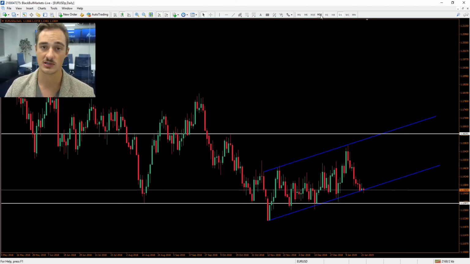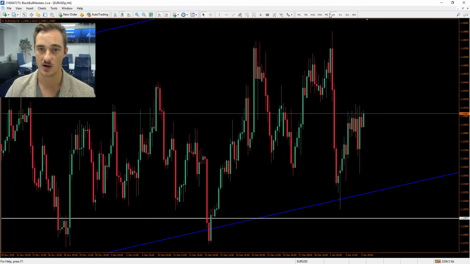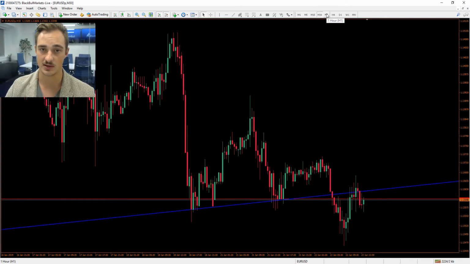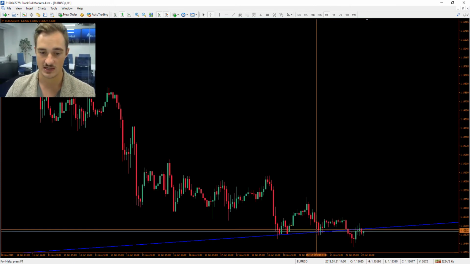But if you want to trade on a shorter time frame, you can always do that. So daily down to the 4-hourly or even the hourly. Some people even like to trade the 30-minute chart as well. So you can see here we've had a bit of a false breakout. So we'll see what happens.